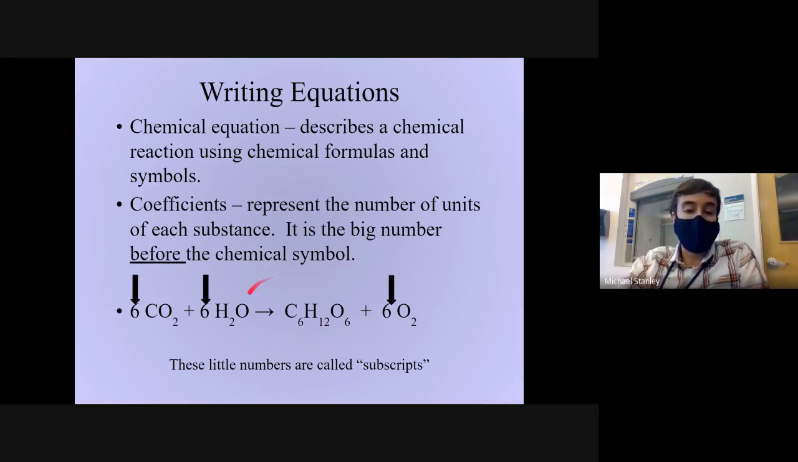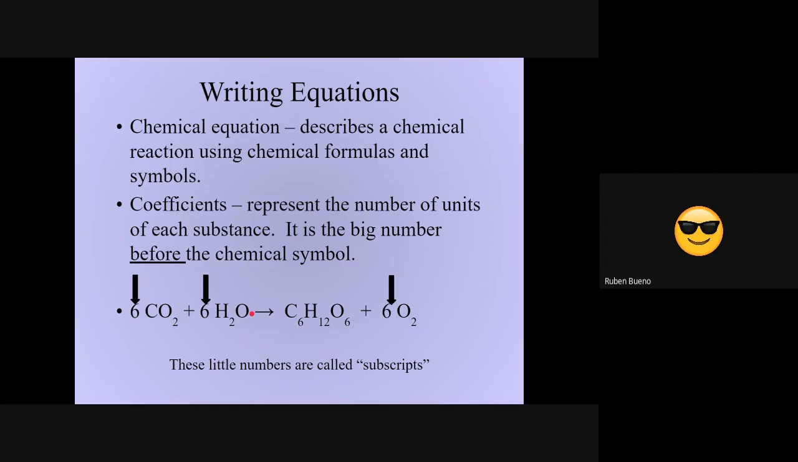So if you don't see any coefficient at the front of our compound, that means we just have the one. We don't have any extras. So 3 different coefficients in this photosynthesis reaction. We have a 6 in front of the CO2, a 6 in front of the H2O, and a 6 in front of the O2.